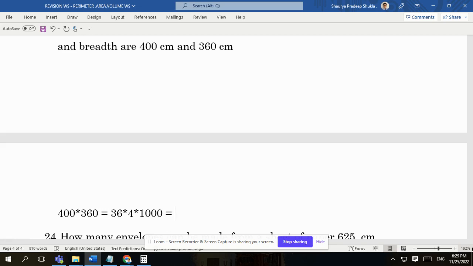Otherwise, you will keep solving the problem like a robot. So that is what we got. Now that is 144 and then 3 zeros. That is the total area of the room, the bigger area, right?